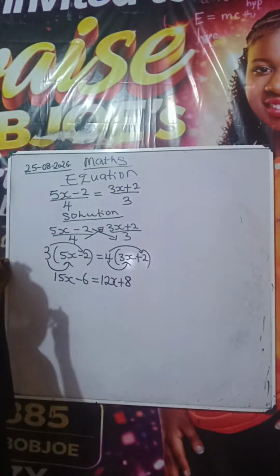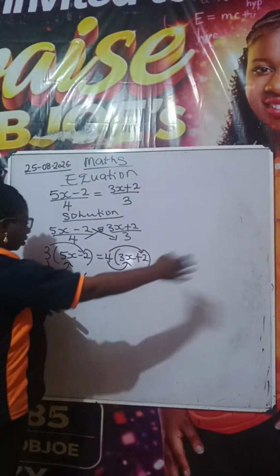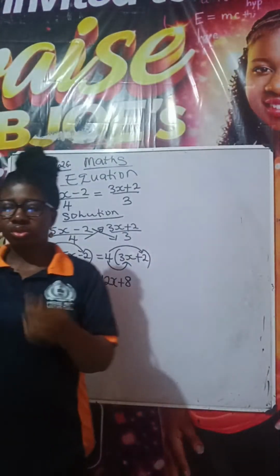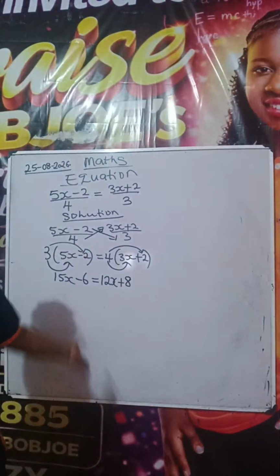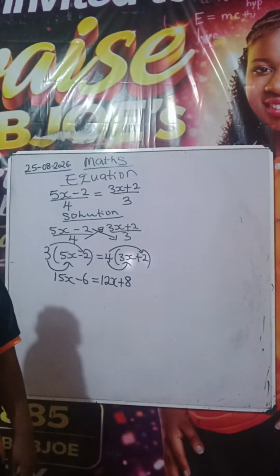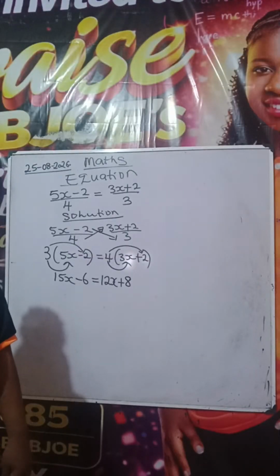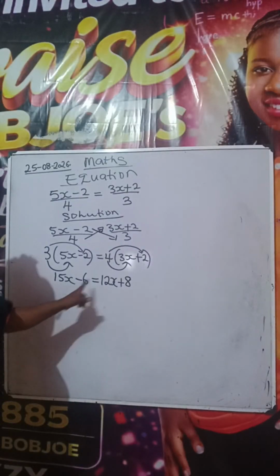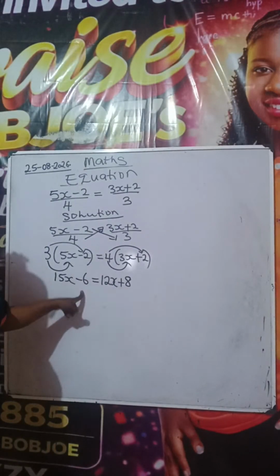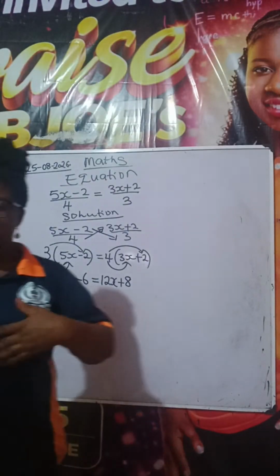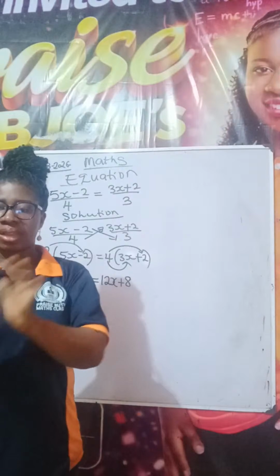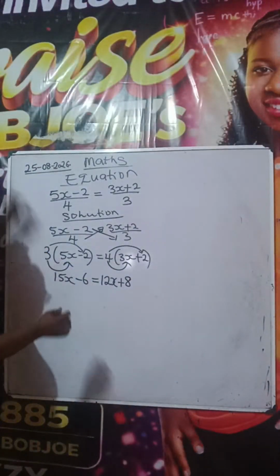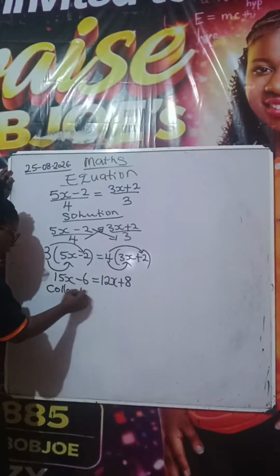Now look at it. At this point, what do we do? Now that the bracket is open, we need to do something so that we can get the value of x. What are we going to do next, guys? If you are following the class, if you have 15x here, 12x here, 8 here, 6 here. So what next? We collect our like terms. Good job, without wasting time. Nice one.